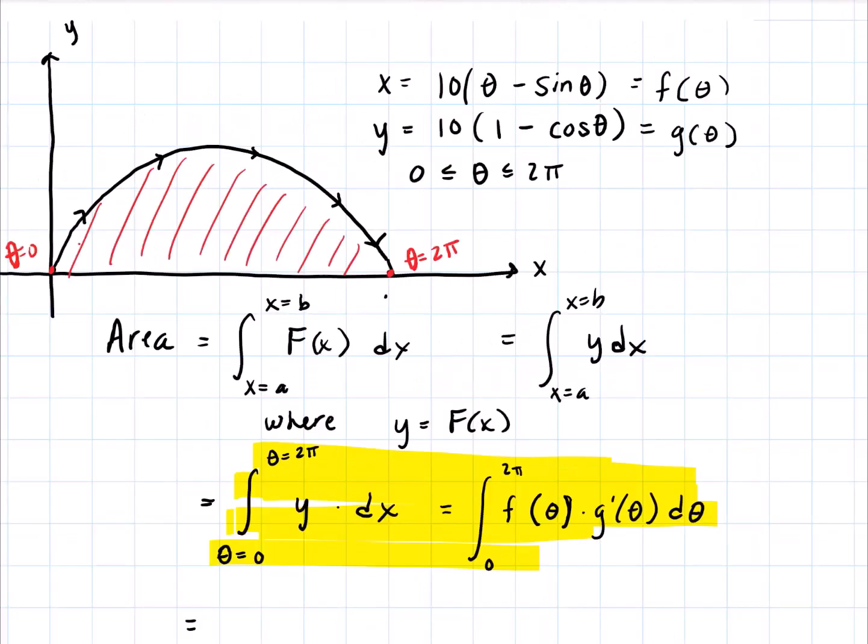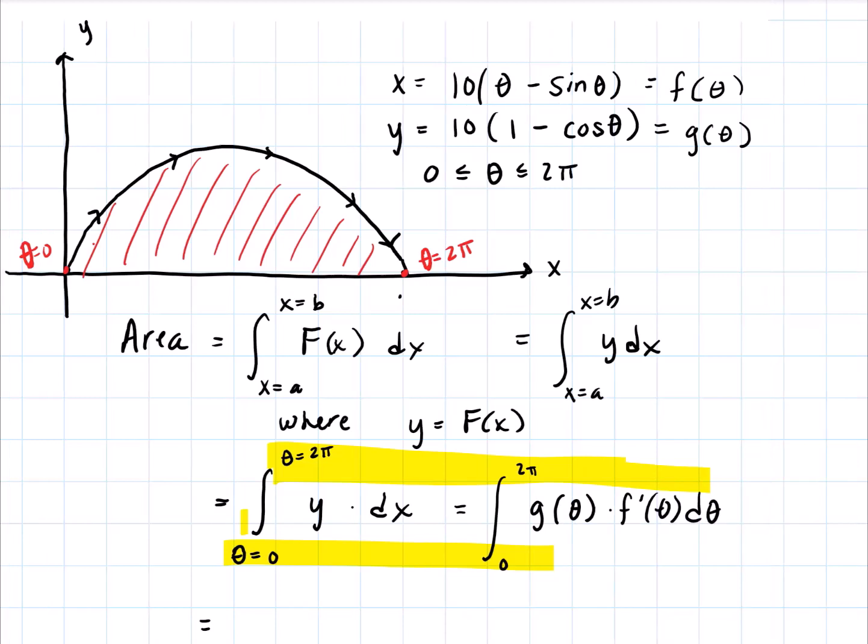As I did that, guys, I just realized I made a mistake. I have y dx, and then I wrote g dy. So let's get in there and clean that up. As we said, y is actually g of theta, times f prime of theta d theta. All right. So now we have our formula.